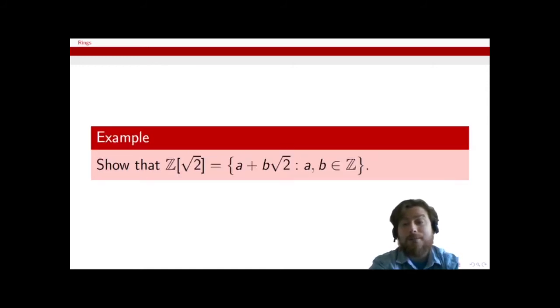So for an example of that, let's look at the integers adjoin the square root of 2. So we're going to have the integers, we're going to throw the square root of 2 in, and we're going to want to close this set transitively under addition and multiplication. What we claim is that that's going to look like a plus b times the square root of 2 such that a and b are in Z. So we'll actually go ahead and show that.